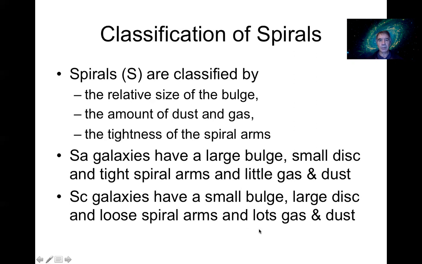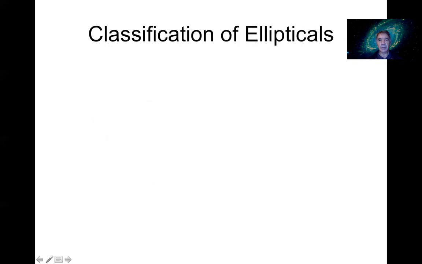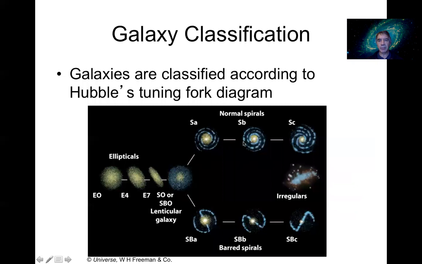Okay. So if we just go back to the Hubble diagram for a moment, you can see them here. So large bulge relative to the disk, and tightly wound arms. At the other end, a smaller bulge relative to a large disk and loosely wound arms.